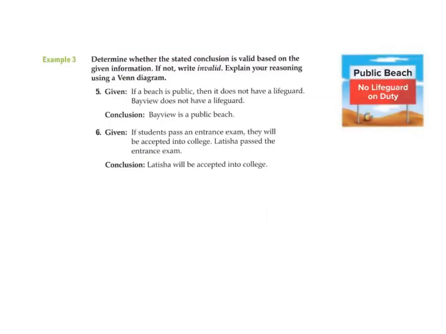Okay, it says determine whether the stated conclusion is valid based on the information, if not, write invalid, and explain your reasoning with a Venn diagram. Okay, so have a look at number 5. If a beach is public, then it does not have a lifeguard. Bayview does not have a lifeguard, so from that information, Bayview has to be a public beach. So for number 5, that's valid.